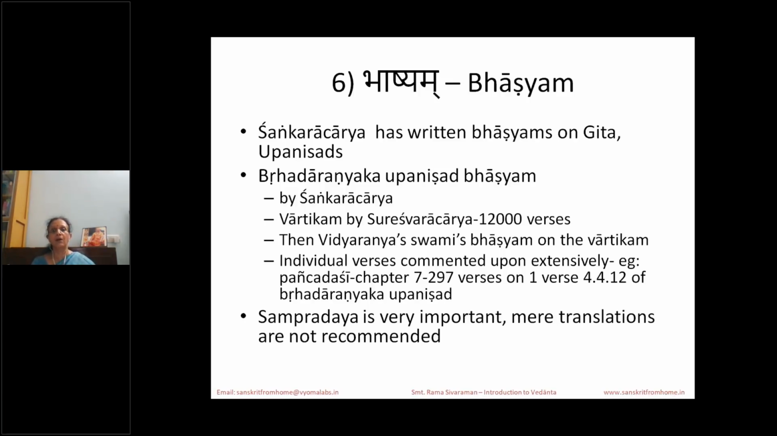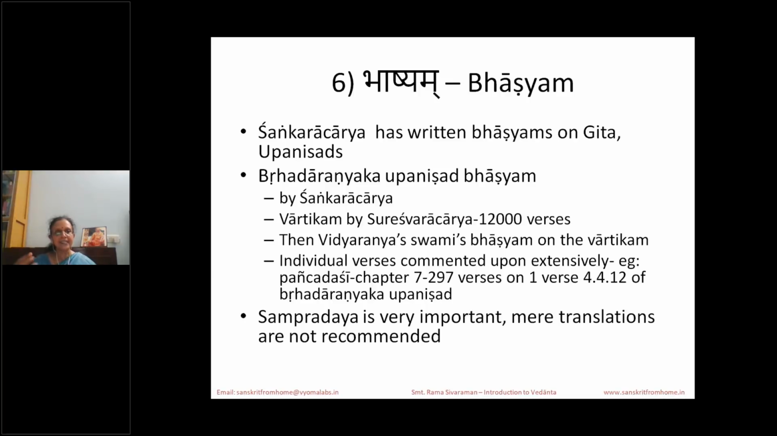Vartikam is more of a poetical form, while Bhashyam is more a prose commentary. Now, the Vartikam by Sureshwaracharya runs to about 12,000 verses on the Brihadaranyaka Upanishad. Brihadaranyaka Upanishad itself is so large, right? And if you take the Vartikam, that is again large. And then if you see Vidyaranya Swami's work on the Vartikam, that is even more, really expounding on all these, right?